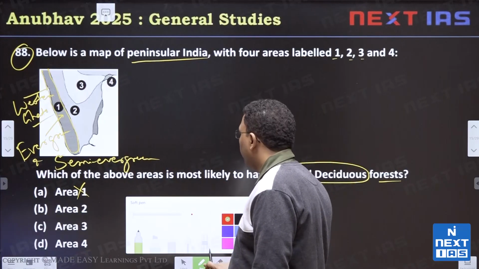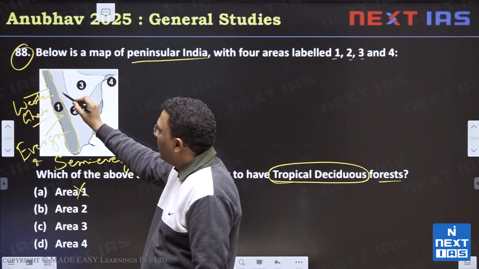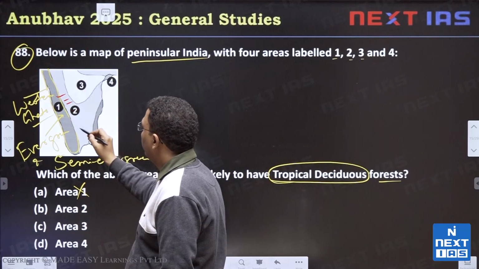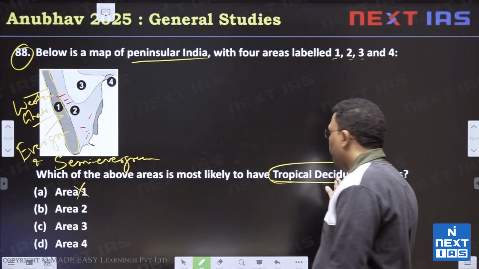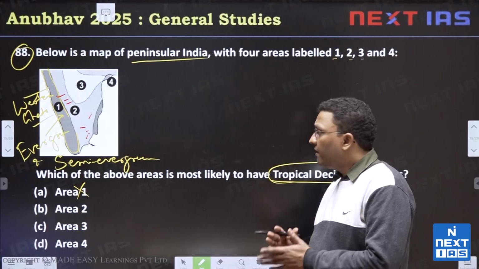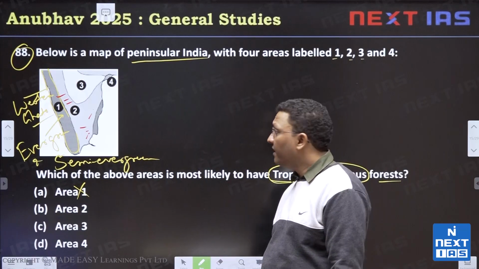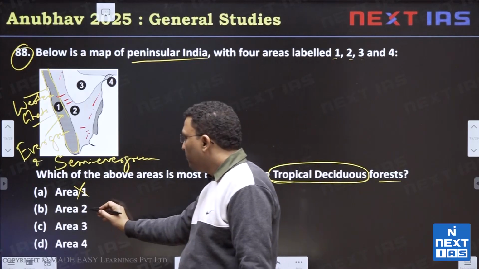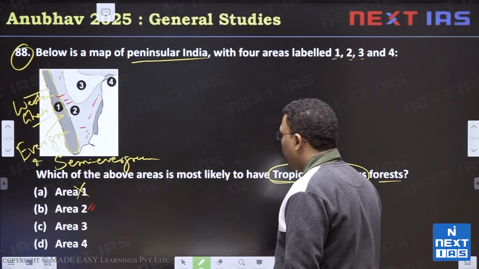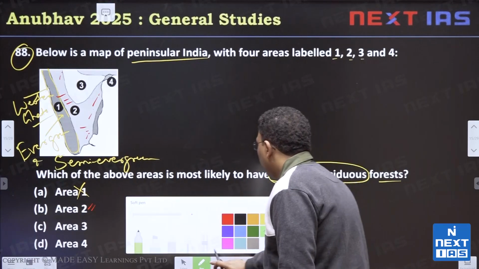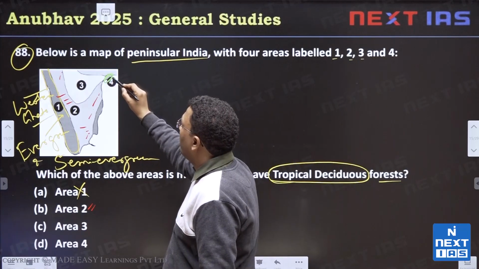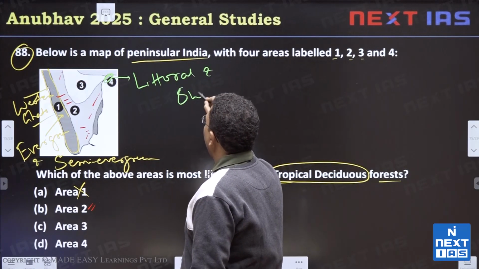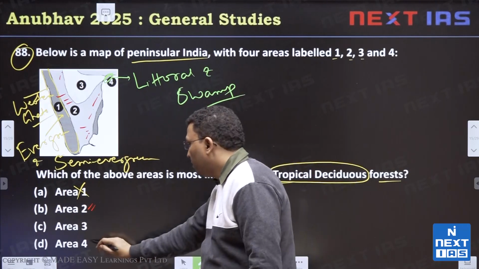Now let's see the next area, that is area 2. These areas are lying adjacent to the area having evergreen and semi-evergreen forest, right? So these are adjacent to the area 1, right? And we all know that tropical deciduous forests are found in the areas that are adjacent to evergreen and semi-evergreen forest, right? So 2 is most likely to have deciduous forest, right? So that means 2 is the most likely answer here. But let's see the other 2 areas as well. So if we see the fourth area is basically a coastal area, right? So it is most likely to have littoral and swamp forest, right? So that means 4 is also not correct.